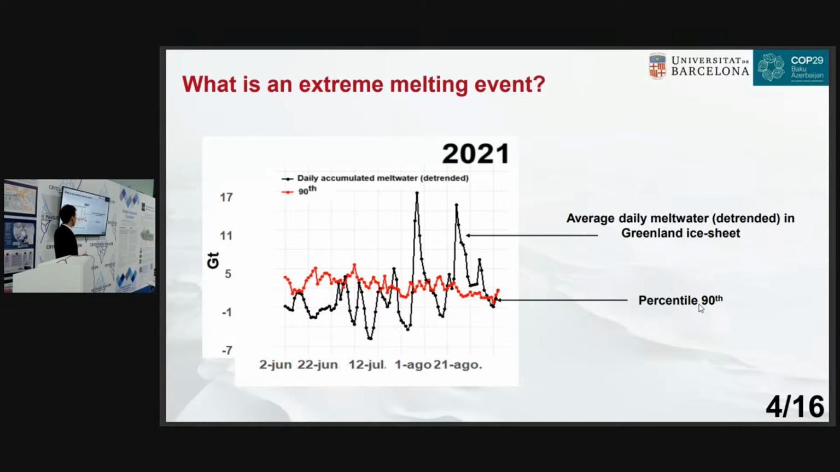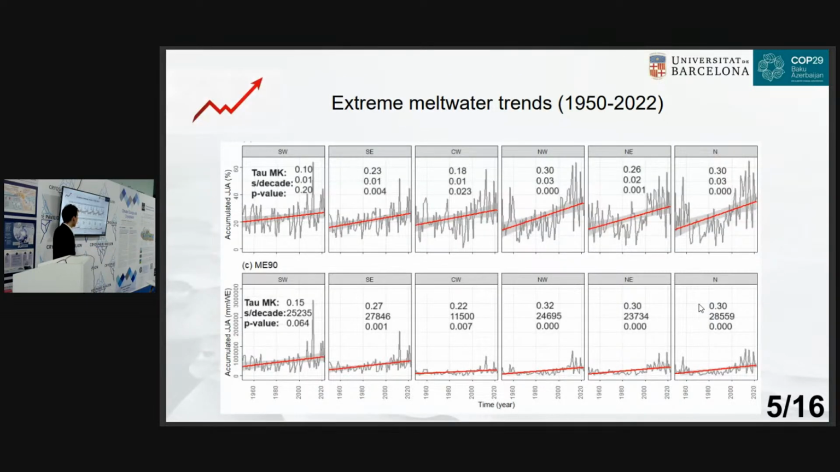Here you can see a definition of a heat wave, and in the black points, we have a very intense daily accumulated meltwater, which is over the threshold that we defined for a heat wave event. Here you can see the spatiotemporal evolution of extreme melting events and melting over the Greenland Ice Sheet. There's a positive evolution for all of the sectors, and the higher trends are detected in the northwest and northeast sectors of Greenland.